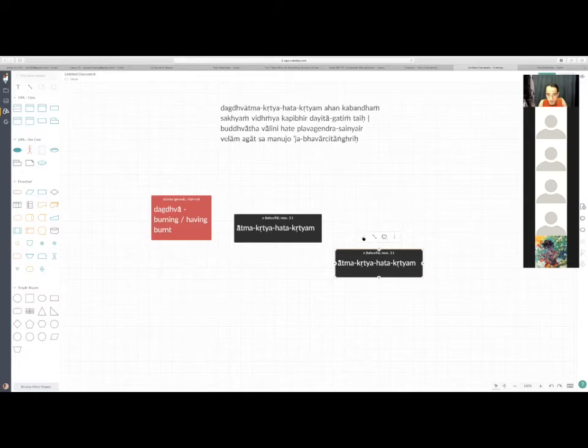Hata also means being caused, because it's a participle, like causative. I'm translating it as frustrated, one whose activity was frustrated, because you can't kill activities. Hata from han, to kill or to harm.